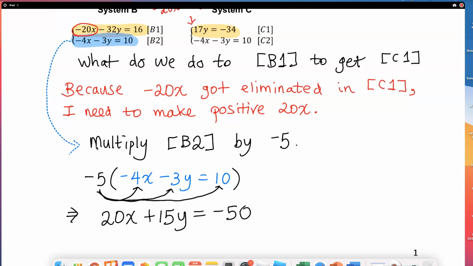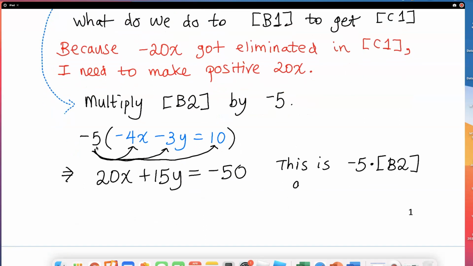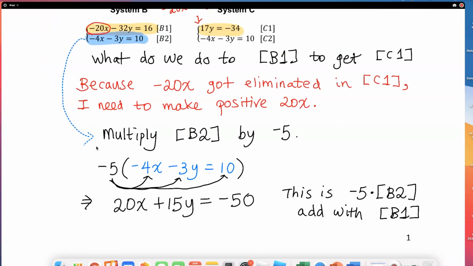So what we just have is negative 5 times B2, right? And guess what I will do to this? Add this with B1. Okay, look, I'm going to write down B1 right underneath here. B1 was that orange equation, right? That orange equation on top. I'm going to go ahead and write that underneath here. Negative 20x minus 32y equals 16. Let's go ahead and add these vertically because you'll see something very cool. I'm going to add these two.